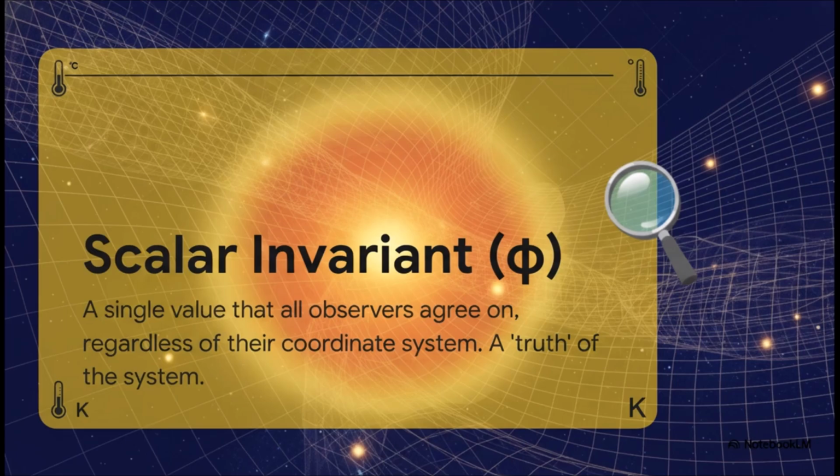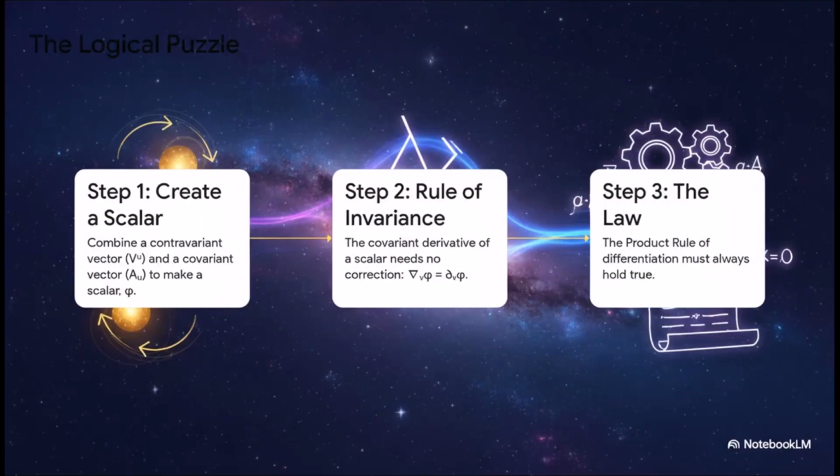And the best way to think about it is with an example like temperature. Imagine the temperature at a single point in space. It doesn't matter if you measure it in Celsius or Fahrenheit or Kelvin. You'll get different numbers, sure, but the underlying physical reality, the actual amount of heat energy at that spot, is the same for everyone. That physical reality is the scalar. It's a truth of the system. So here's the puzzle. It turns out we can create one of these perfect true scalars by combining our two different types of vectors.